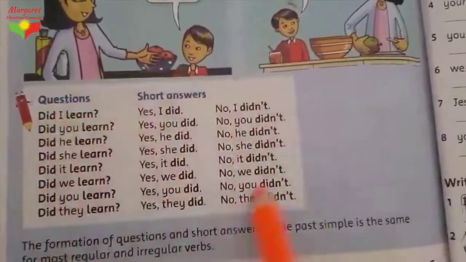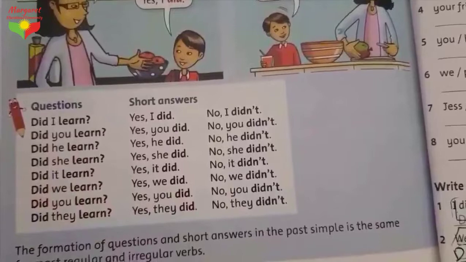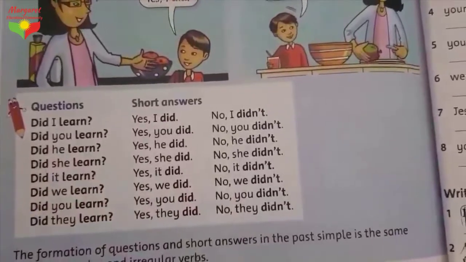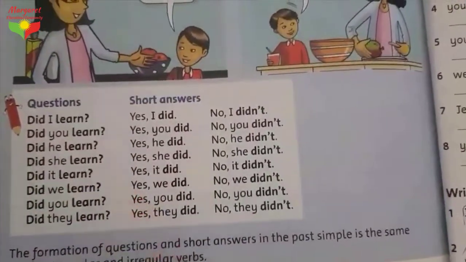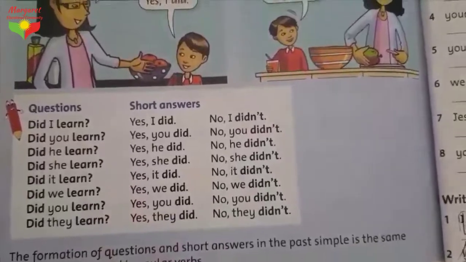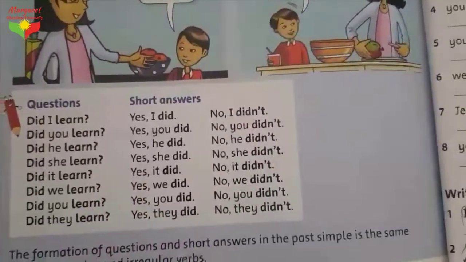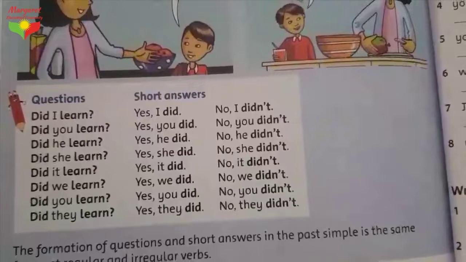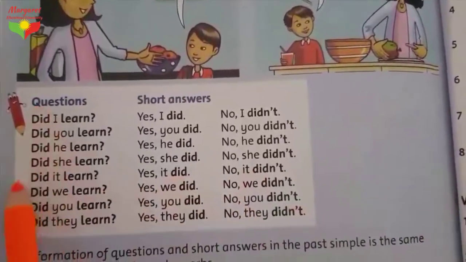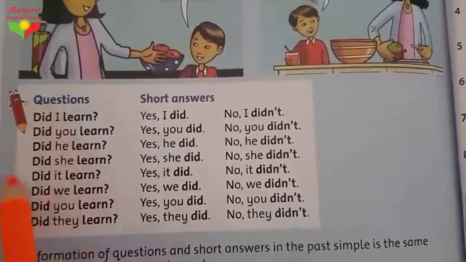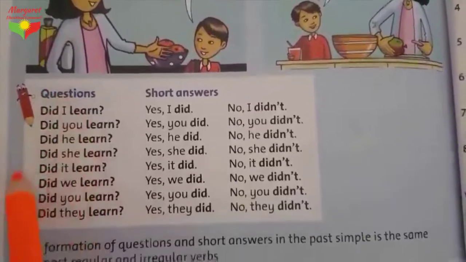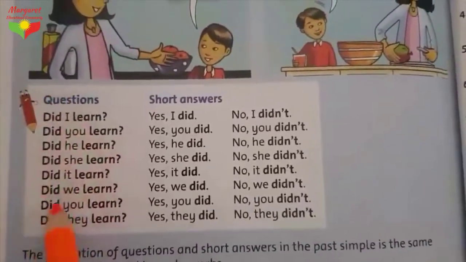We have this piece of writing, and through this example we can learn how we can make a question sentence with past simple tense. We have this auxiliary verb or helping verb. We call did an auxiliary or helping verb.